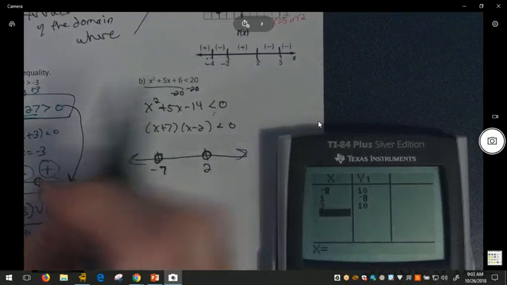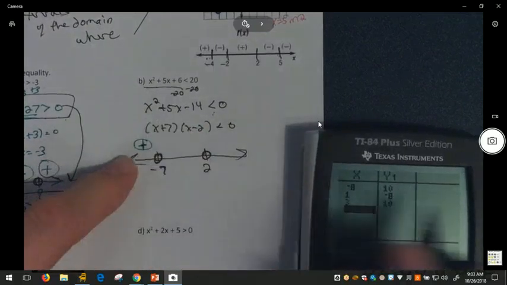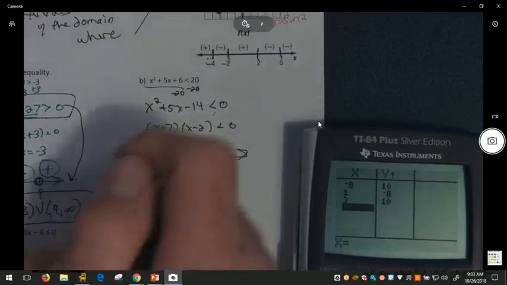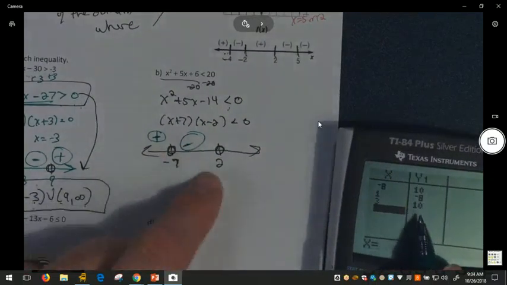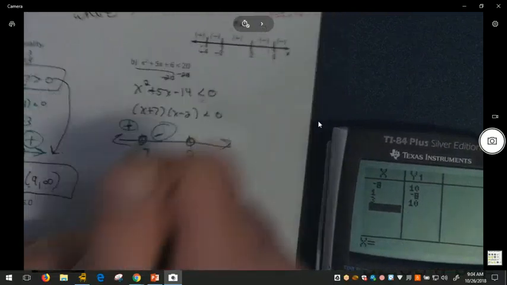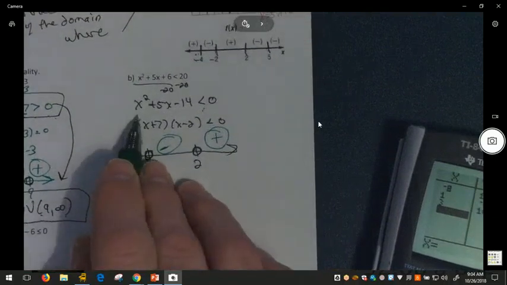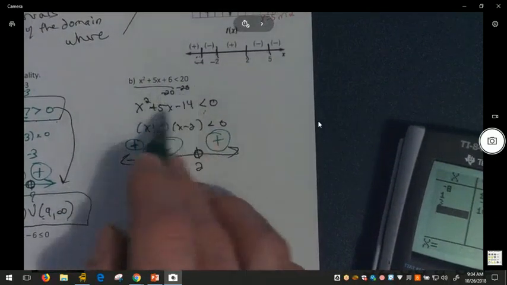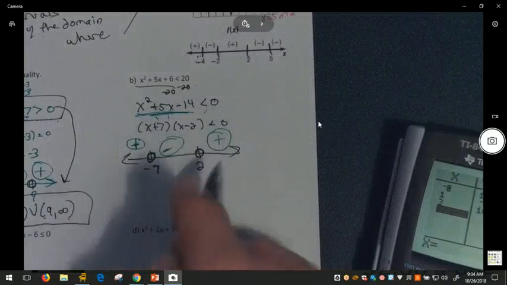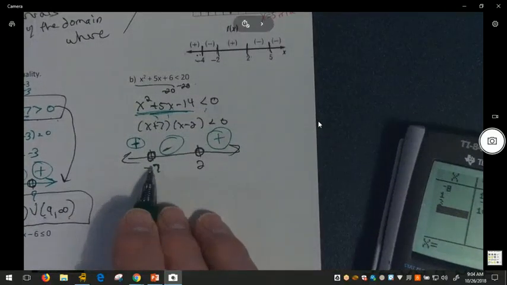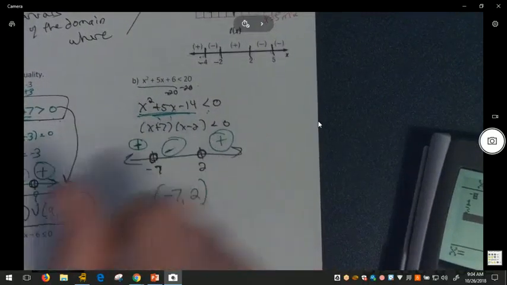And sure enough, to the left of negative 7 is above the x-axis, because it's a positive output. Between negative 7 and 2 is a negative sign. All of those will be below the x-axis. And to the right of 2, all of those are above. Once again, they alternated. This time, however, I'm asked to solve for when the function is less than 20, or in other words, when this function is less than 0. That happens between the x value of negative 7 and the x value of 2. So my interval notation is from negative 7 to 2.